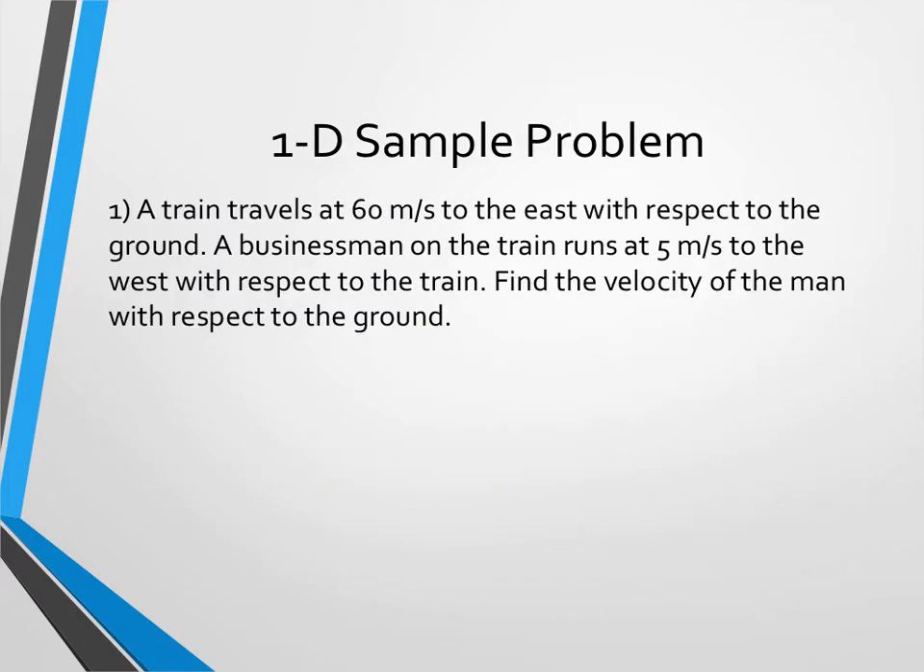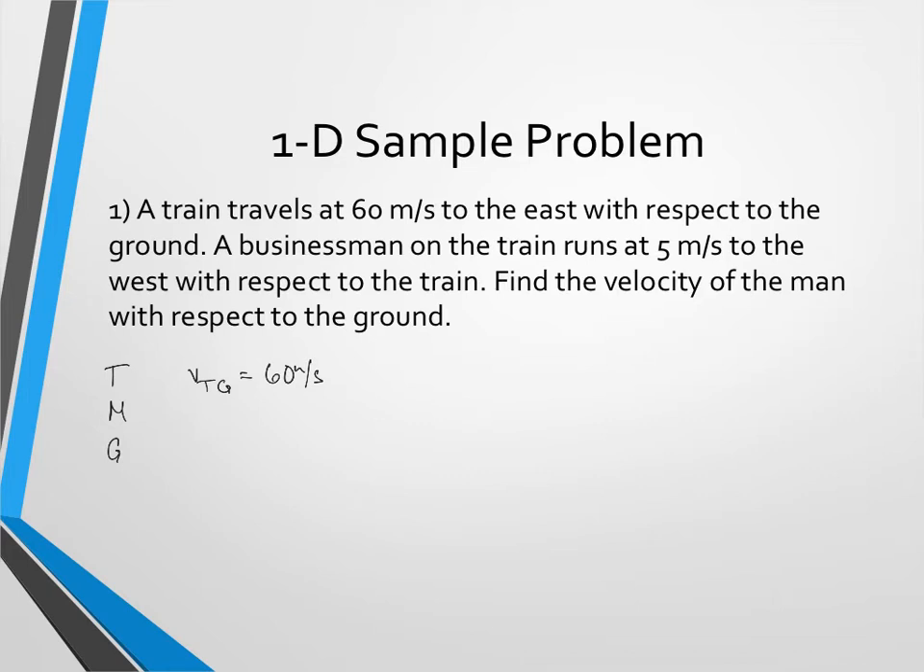And I'm going to go through the three sample problems that are in the packet, so if you just want to review them from scratch, pretend you never did that work, you can follow along right here. So here we have three objects: a train, the ground, and the businessman. So I'm going to put T for train, M for man, and G for ground. Alright? So the velocity of the train traveling 60 meters per second east with respect to the ground. So this is the velocity of the train with respect to the ground, and it's 60 meters per second going east.